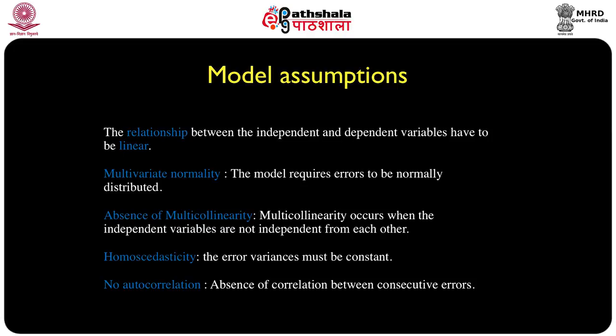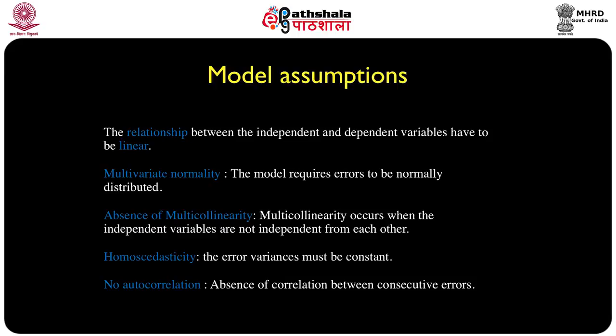multicollinearity. Multicollinearity occurs when the independent variables are not independent from each other. That is, the predictor variables x1, x2, up to xp that we have seen in the model before, if we arrange them in a matrix form, this matrix has to be of full rank. The absence of multicollinearity is a very important model assumption in case of multiple linear regression.